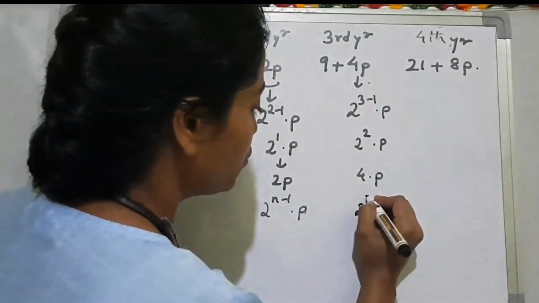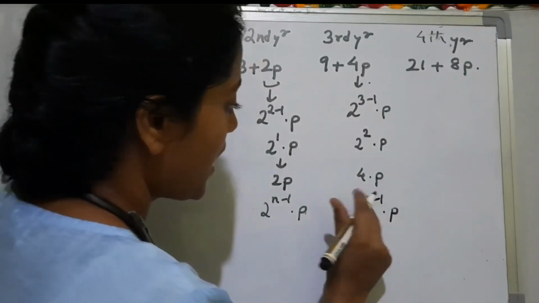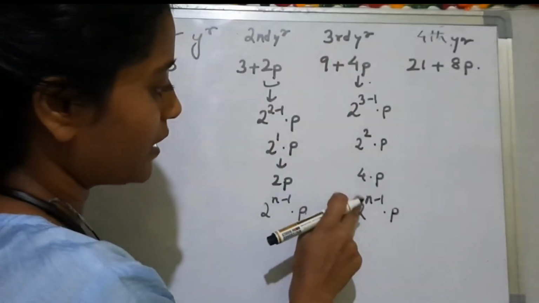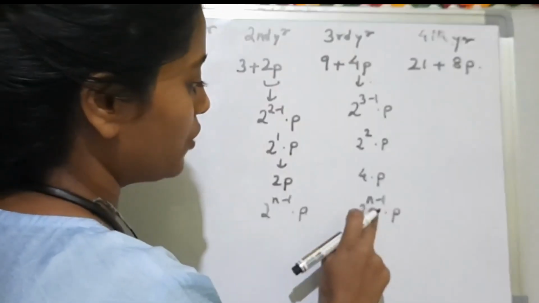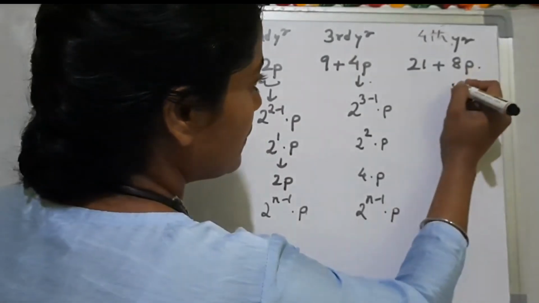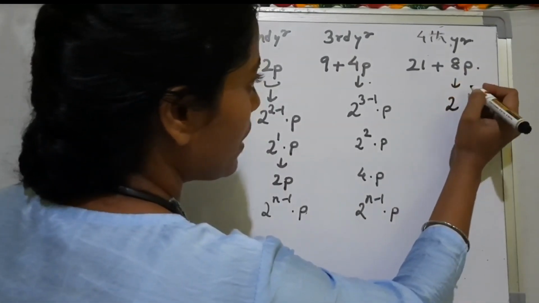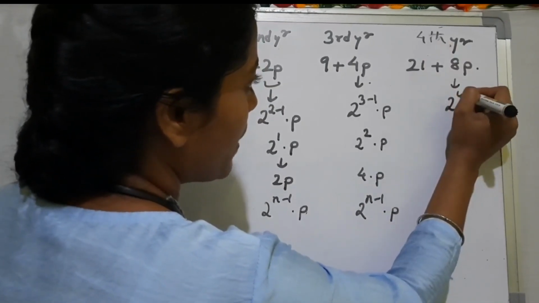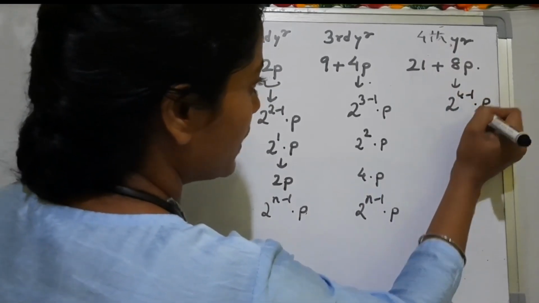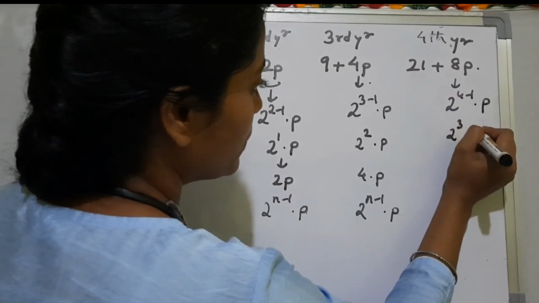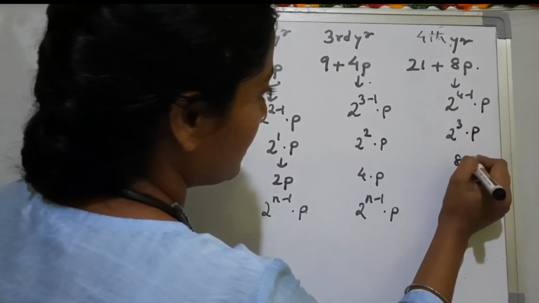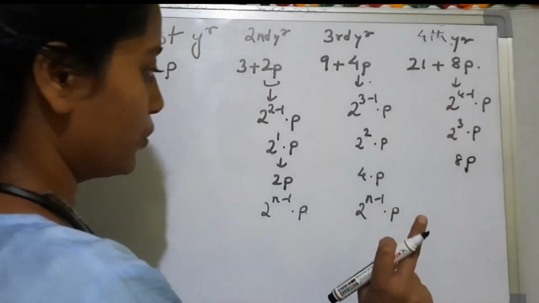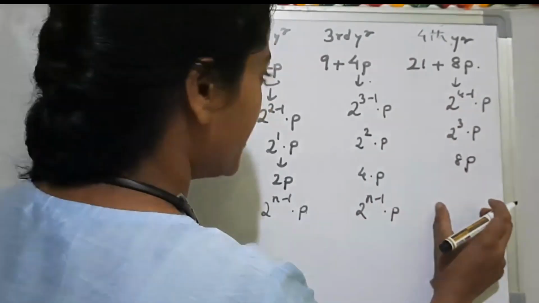So here also 2 to the power n minus 1 into P. n is 3. Why 3? We have taken n equal to the year. Similarly for this, 2 to the power 4 minus 1 into P. So here we will get 2 cube into P, that is 8P. So here also the pattern is followed. The same pattern is followed here also.